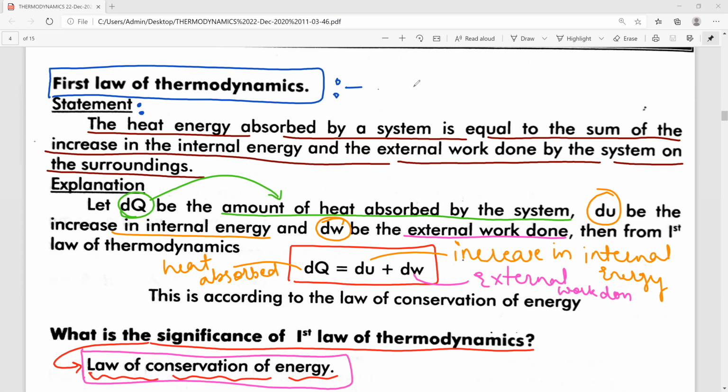So what is the statement of first law of thermodynamics? The heat energy absorbed by a system is equal to the sum of increase in internal energy and external work done by the system on the surrounding. And mathematically it is represented by dQ is equal to dU plus dW. And the significance of first law of thermodynamics is that it is based on law of conservation of energy. So this is all about first law of thermodynamics.